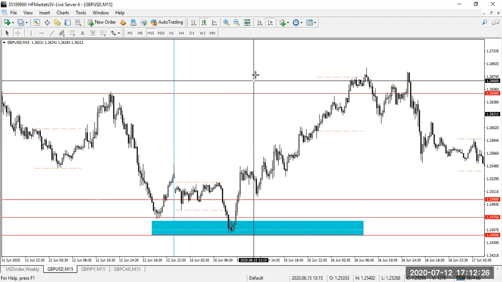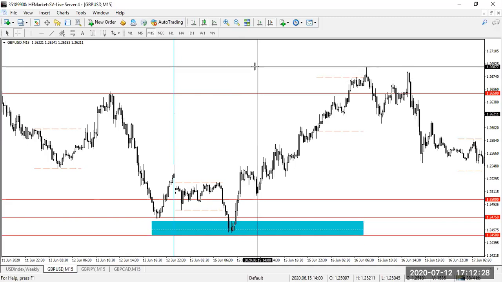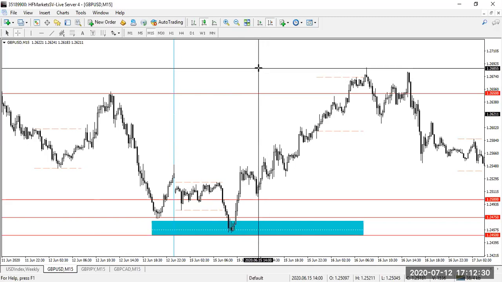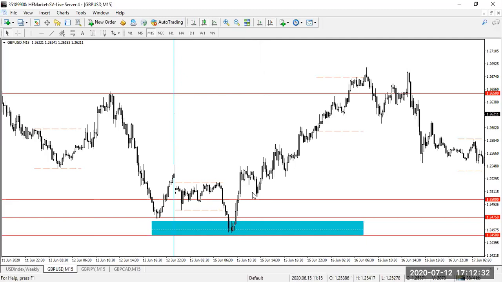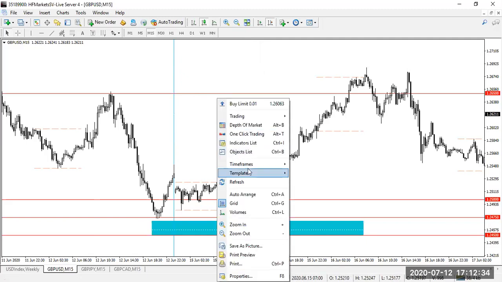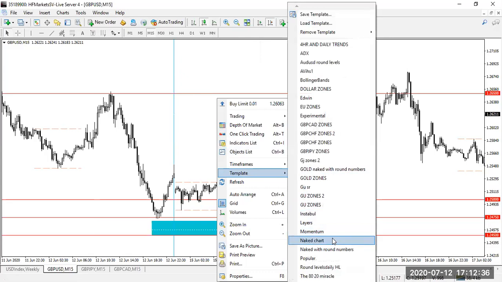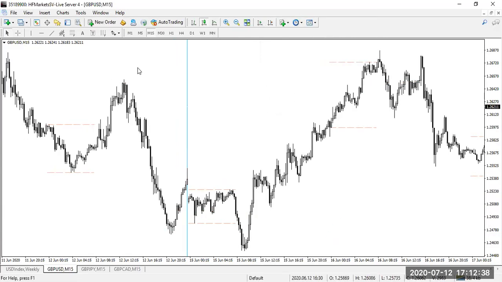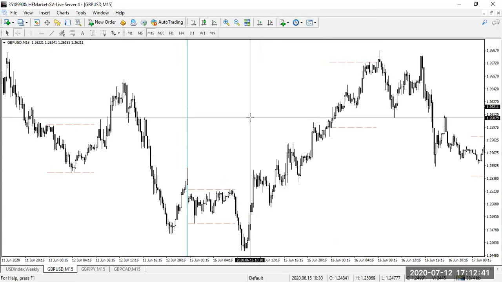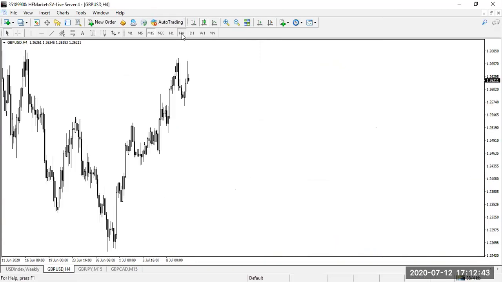By New York, things had already taken a very good shape. Structure was clear. Let us see how we would have traded New York on this same date. So again, 15th of June, let me go to H4.